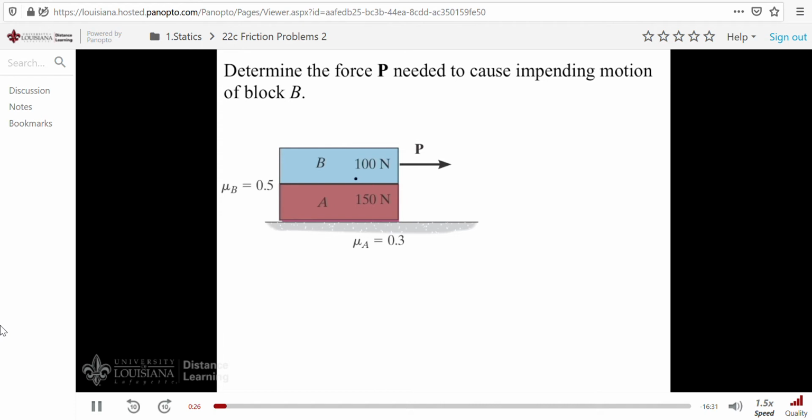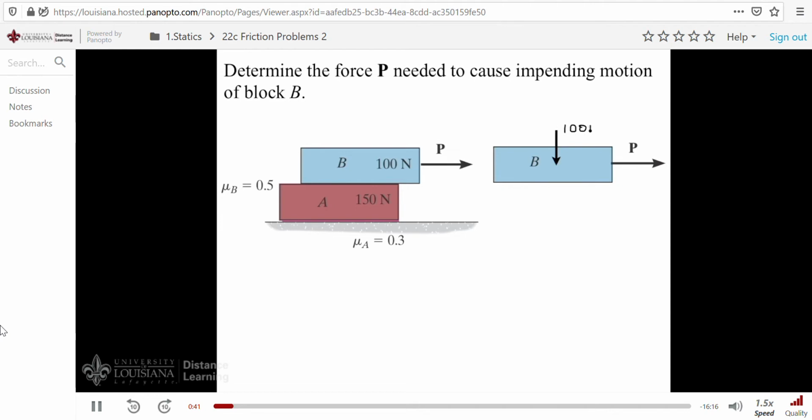And first we'll consider the top block slipping on the bottom block. In other words, doing this. To figure out what force P is necessary to do that, we'll draw a free body diagram of this block. We have the weight, and that of course is 100 newtons. The normal force, N sub B, and the opposing friction force, F of B.